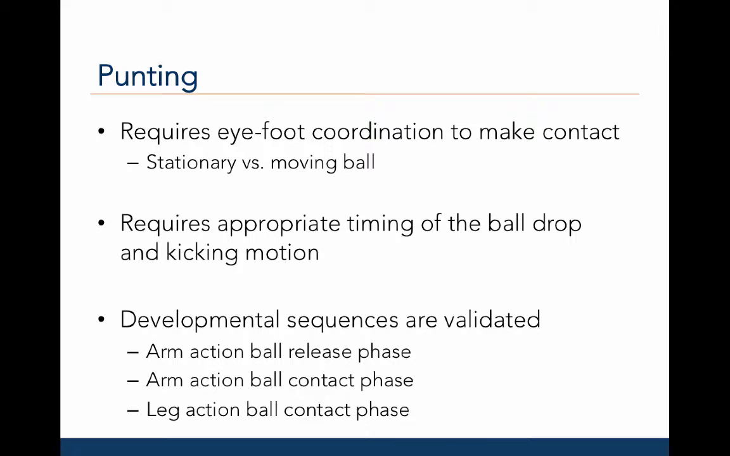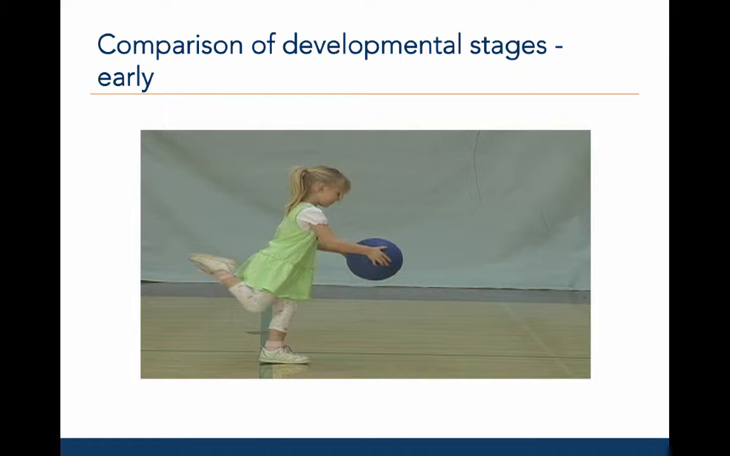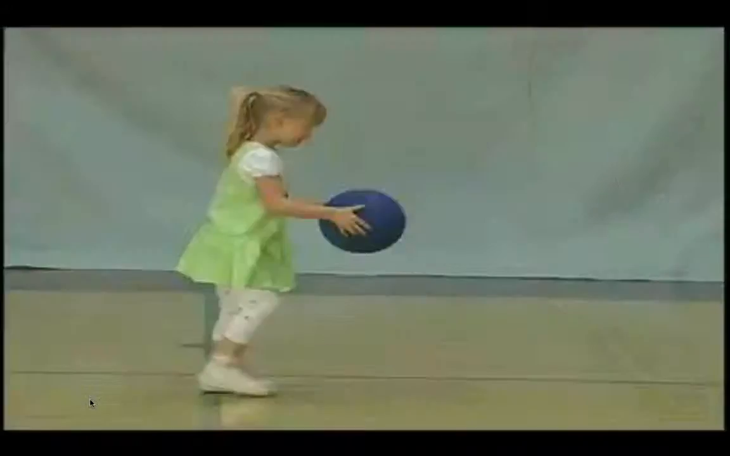The developmental sequence can be broken into three parts: the arm action at ball release, the arm action at ball contact, and the leg action at ball contact. Let's take a closer look at a few real examples of punting. We will first start with an early punter. Pay attention to the action of the arms during the ball release, the ball contact phase, and the leg at the ball contact phase.